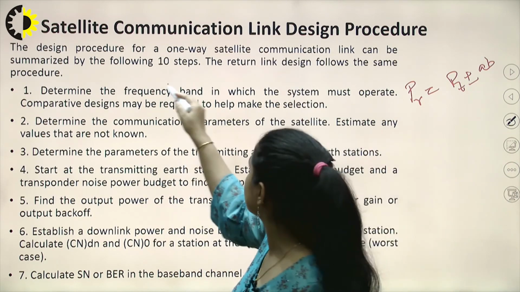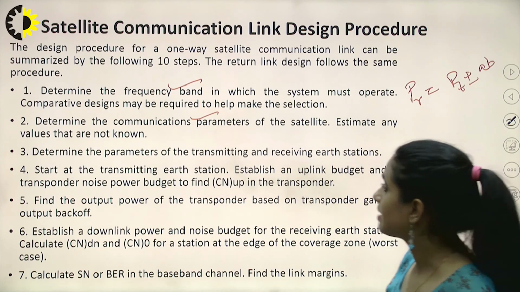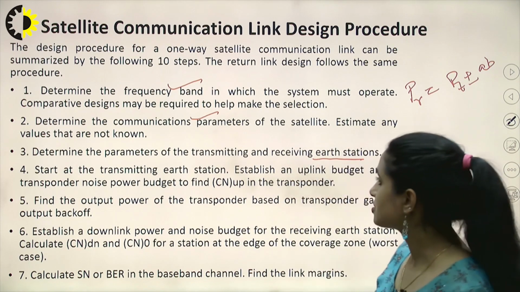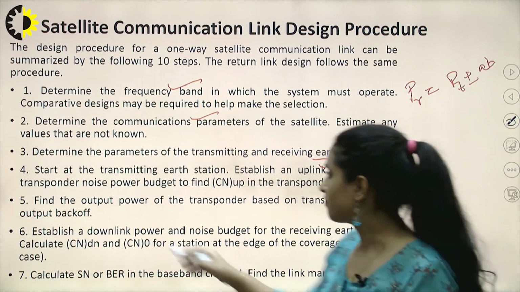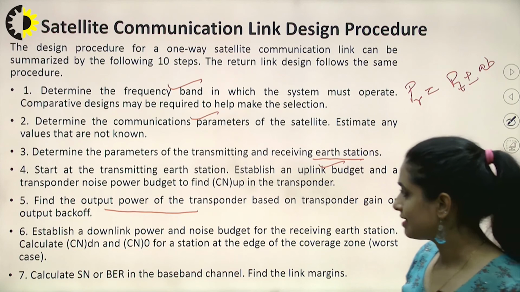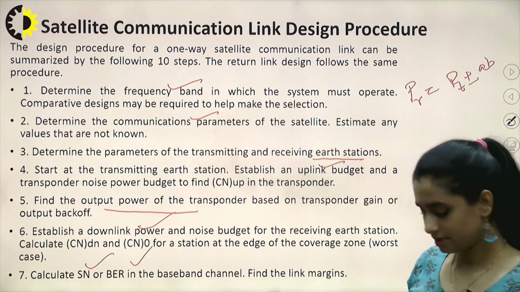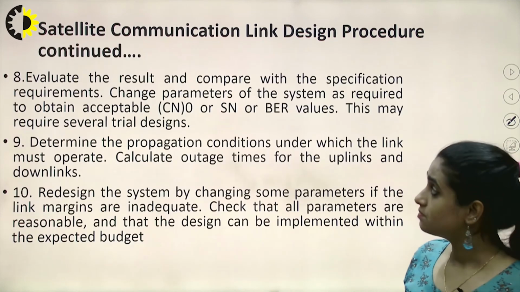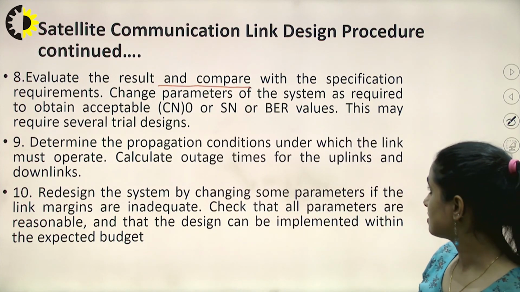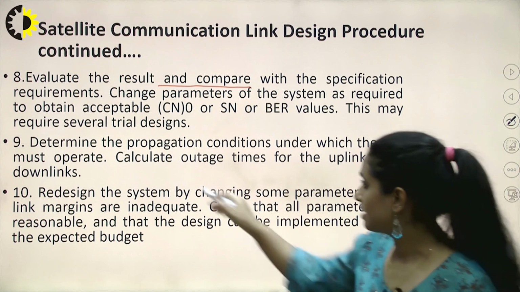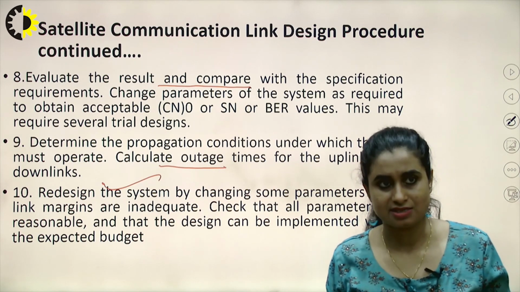First of all, determine the frequency band in which you have to operate, and determine communication parameters, right? Determine parameters of the transmitting and receiving earth stations, then start with the transmitting earth station, establish the uplink budget, then find the output power of the transponder, then establish the downlink power, then calculate signal to noise ratio or bit error rate, find link margins, evaluate results and compare, determine propagation conditions under which the link must operate, calculate outage, and redesign the system by changing the parameters which are adversely affecting the system. So these are the steps.